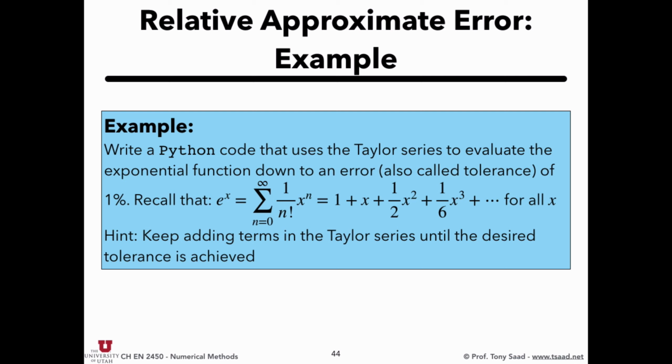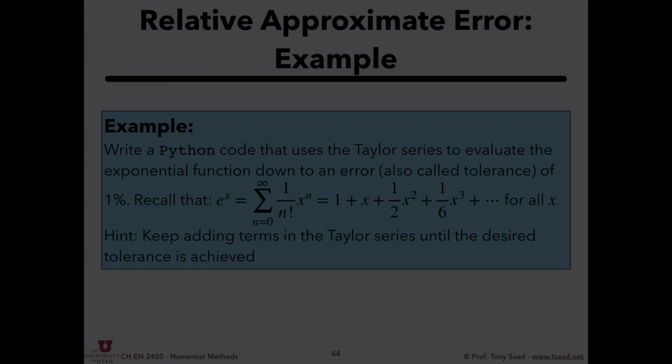So how do you think we can do this? Same way we did before. Previously we did 4 terms, right? Right now we're going to keep adding terms until we get to an error of 1%. So let's get your Jupyter notebooks up and running, and we'll do this together.